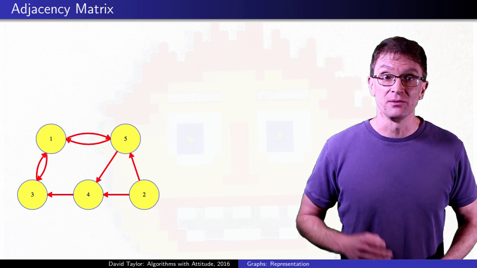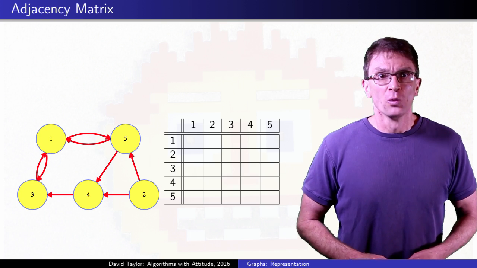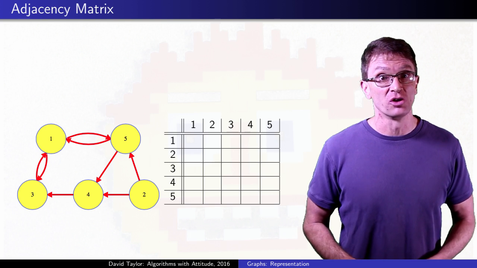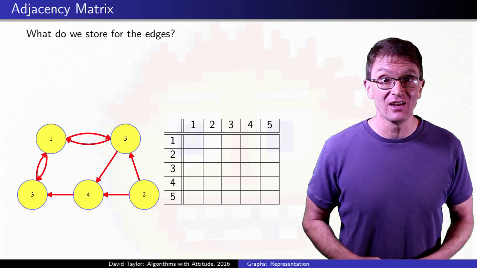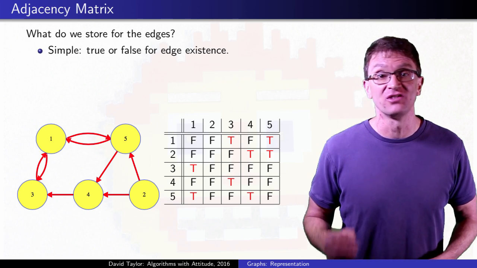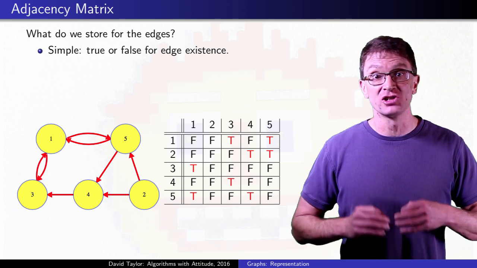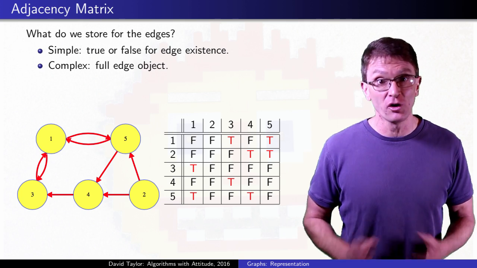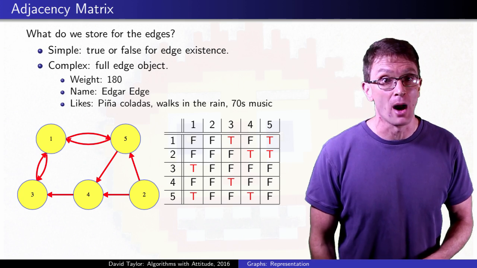Starting with an adjacency matrix for a directed graph, we use a two-dimensional matrix. We assume that vertices are numbered and an edge from vertex i to j goes in row i, column j. What do we store for the edge? In the simplest case, just a single bit, true or false, if the edge exists. In the most complex case, you can store an edge object or maybe a reference to an edge, where that edge can store whatever information you want, weight, name, hobbies, whatever you need for your problem.